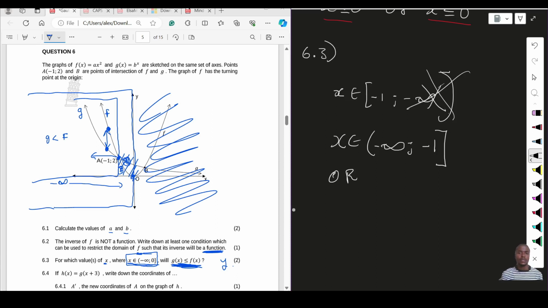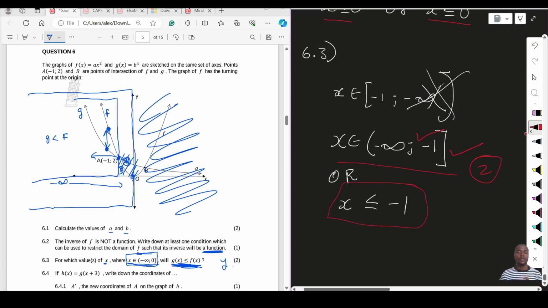Or someone might say x is less than or equal to -1. That is also correct. So how do we then mark this section? Critical point: for you to choose the correct critical point, we give you a mark. For you to give the correct notation, we give you another mark. So this is 2. This 2 we might give you here, or we might give you here. It depends which method you use.